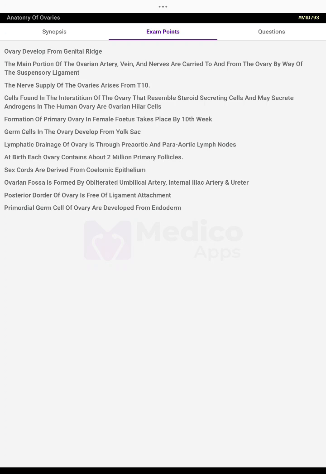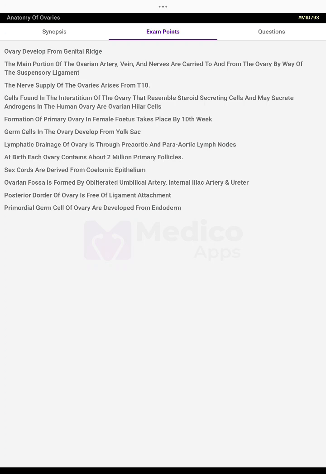Formation of the primary ovary in the female fetus takes place by the 10th week. Germ cells in the ovary develop from the yolk sac. Lymphatic drainage of the ovary is through the pre-aortic and para-aortic lymph nodes. At birth, each ovary contains about 2 million primary follicles.